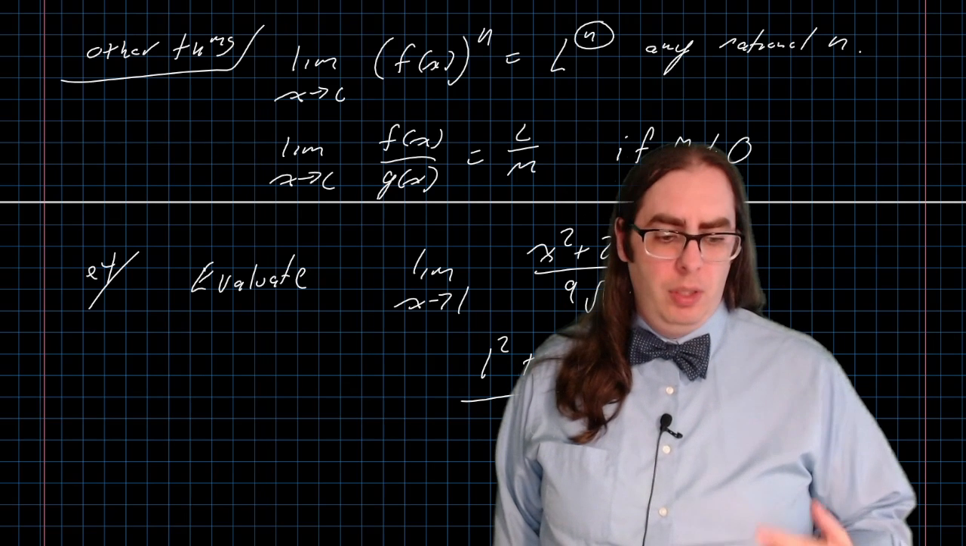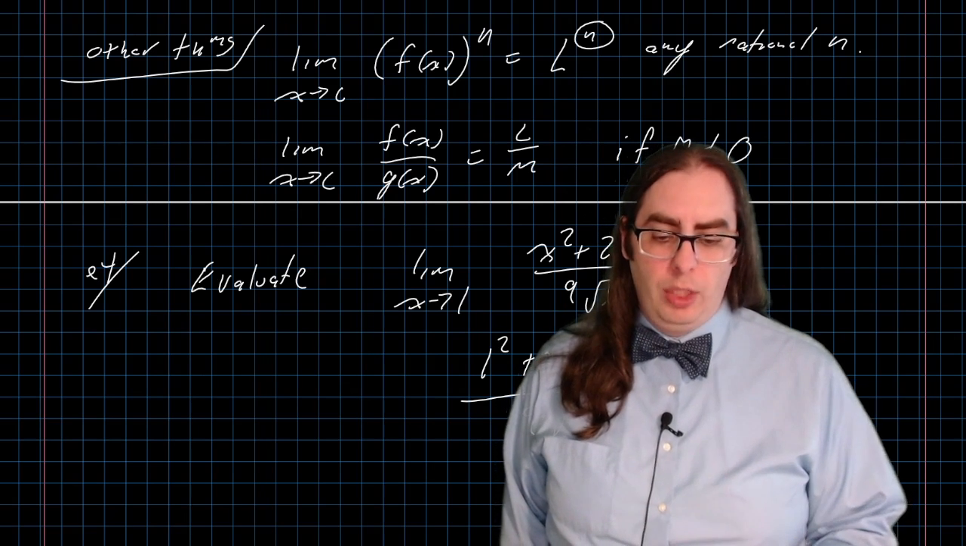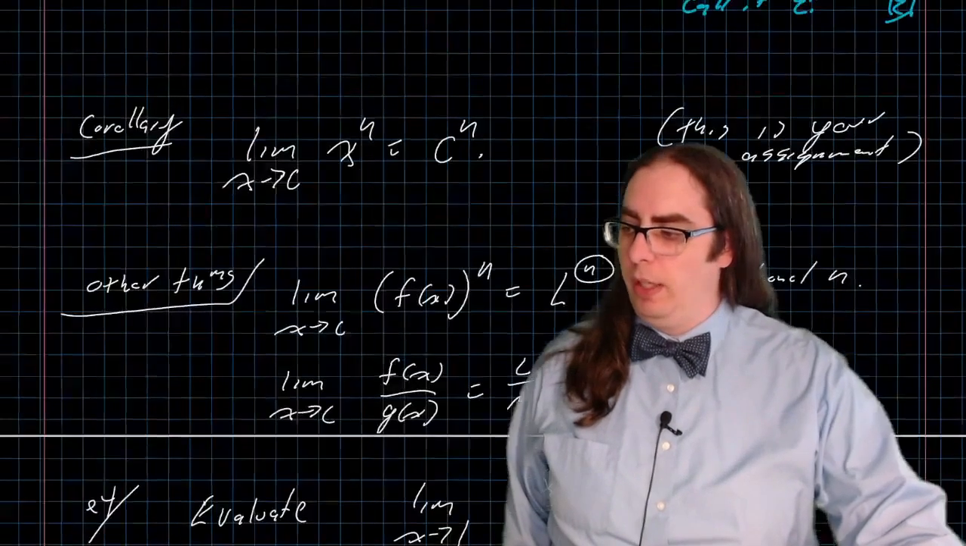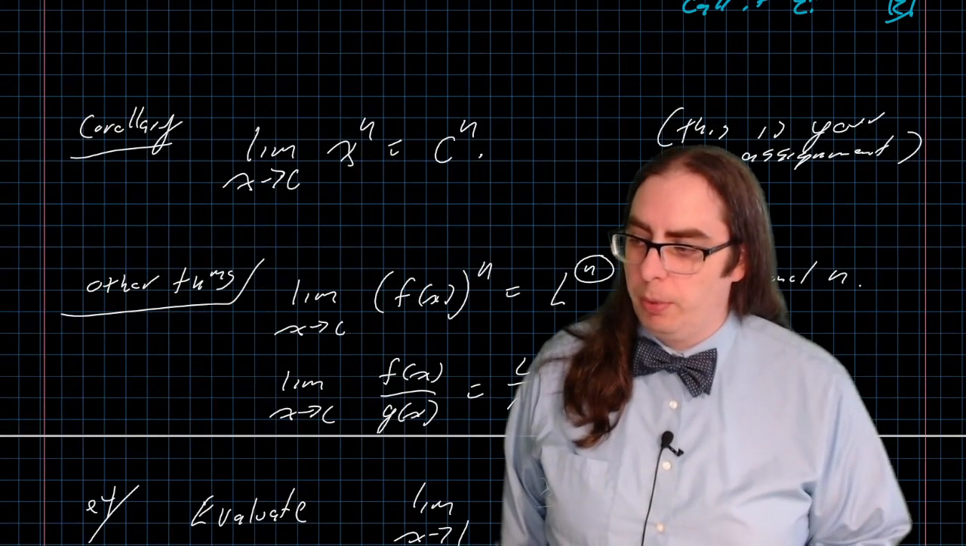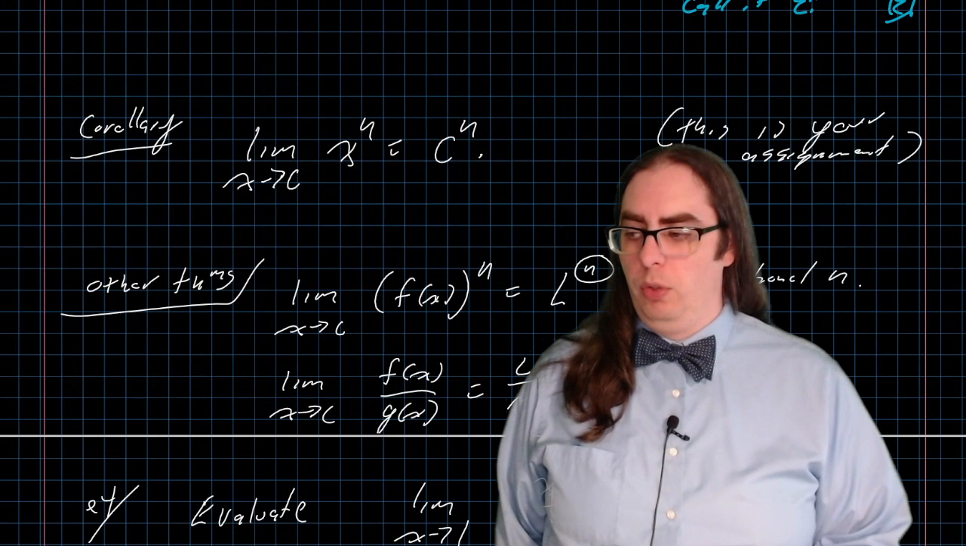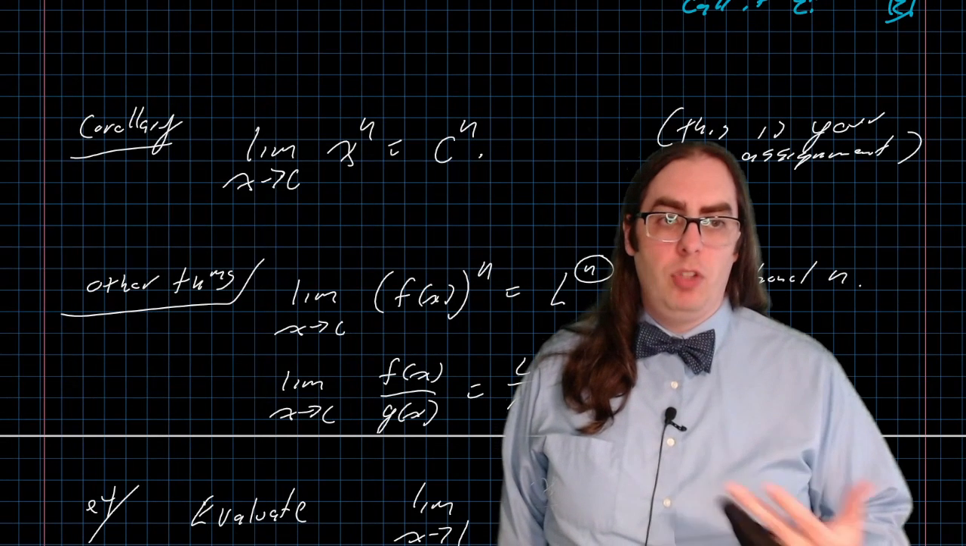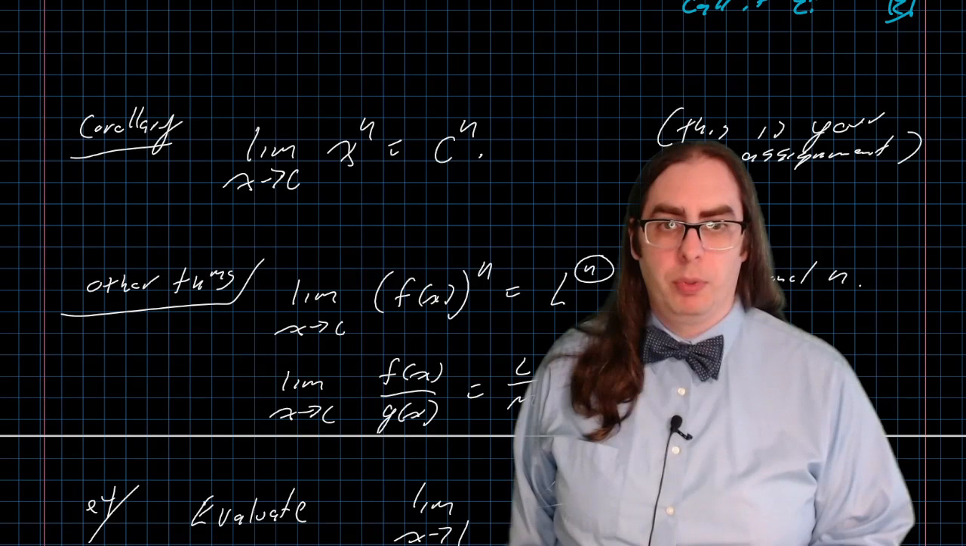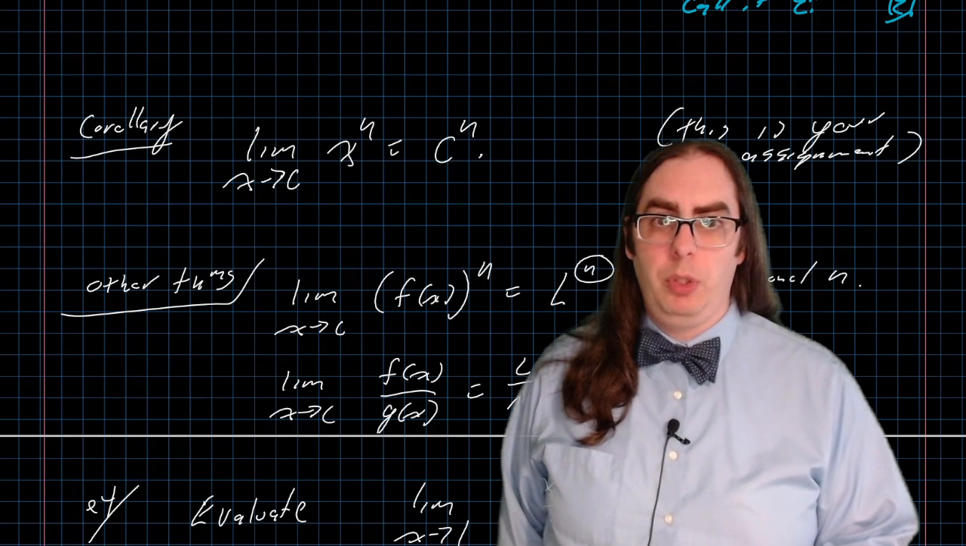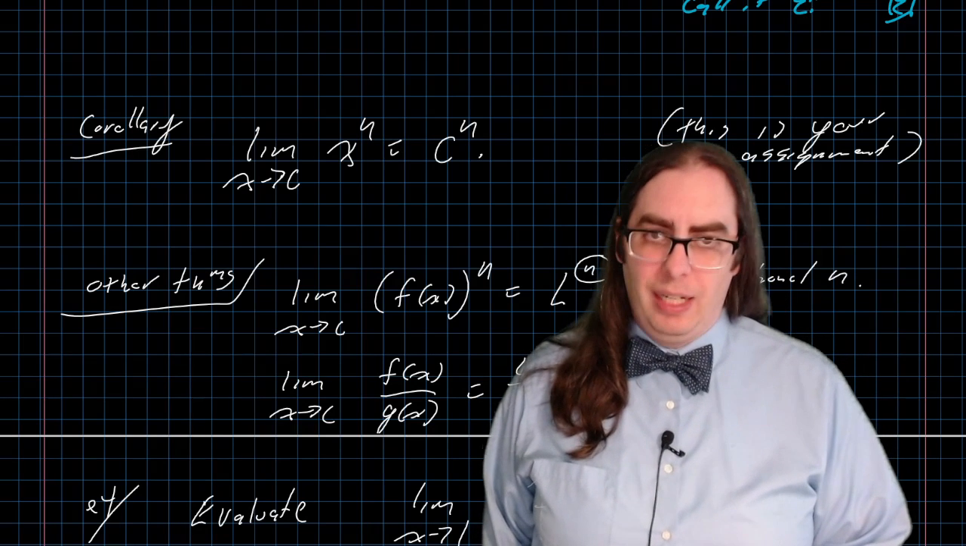But for right now, go back to that corollary that didn't quite fit on. Corollary: the limit as x approaches c of x to the n is equal to c to the n, based on the product rule that we had just proven. Prove this to yourself, see what you end up with, and I'll see you in the next video.